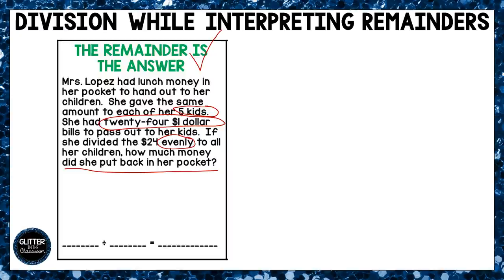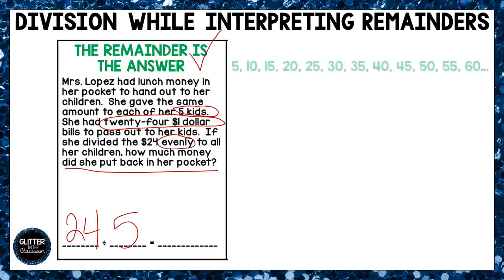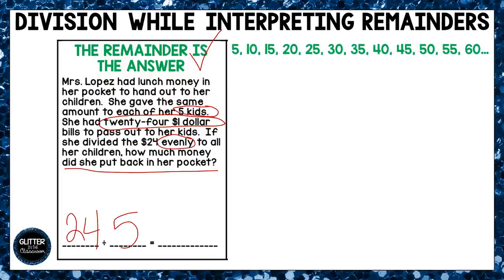So let's talk about the division here. I know that Mrs. Lopez has $24, and she's going to divide that $24 to her 5 kids evenly. Now, I know my 5s, and I know that I never say the number 24 when I skip count, so this answer is definitely going to have a remainder.